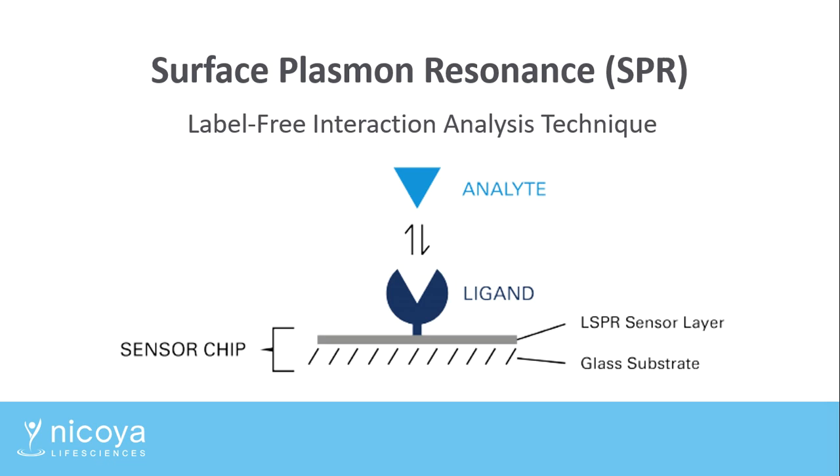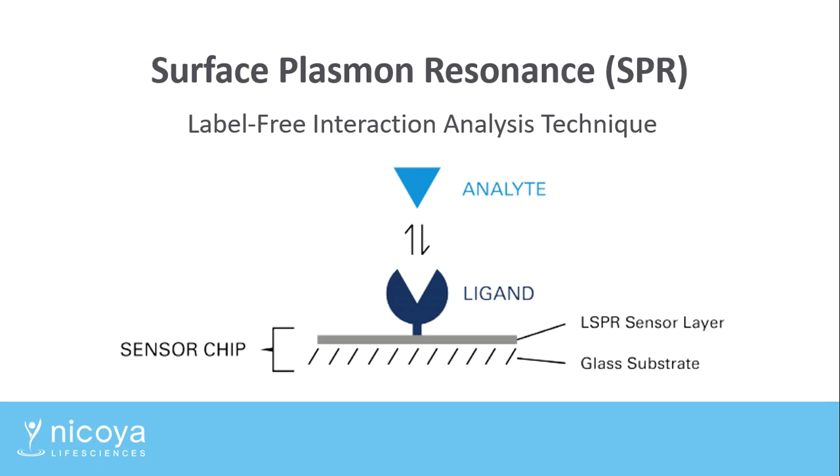Now, throughout all SPR literature, specific terminology is used to distinguish between the two binding partners. The binding partner that's immobilized onto the sensor surface will be referred to as the ligand, or sometimes pronounced the ligand, while the free-flowing binding partner will always be referred to as the analyte.